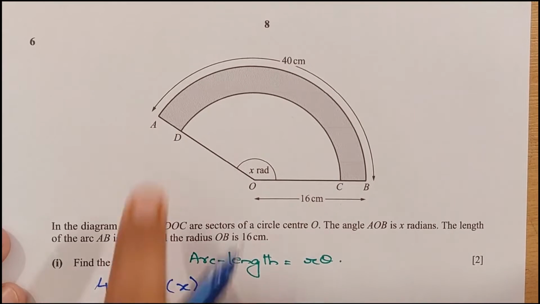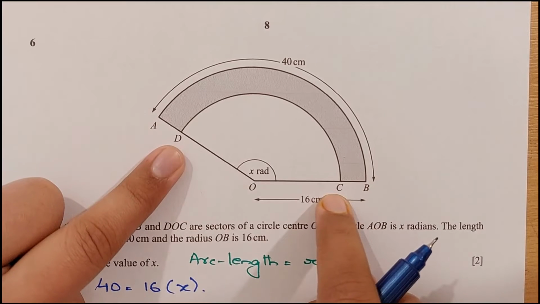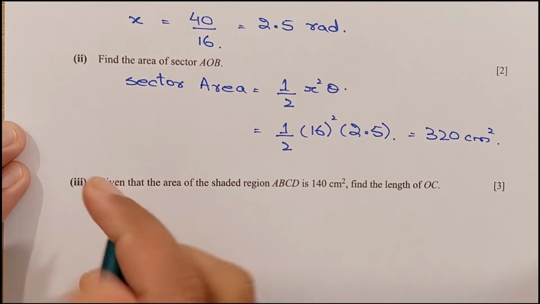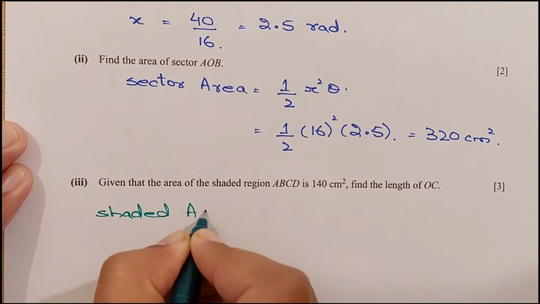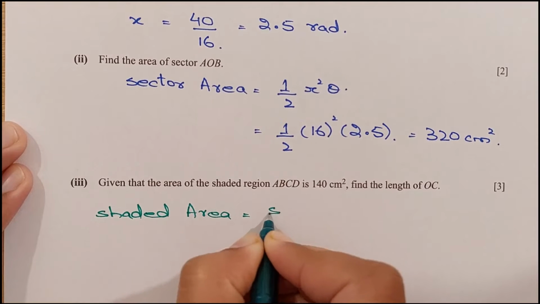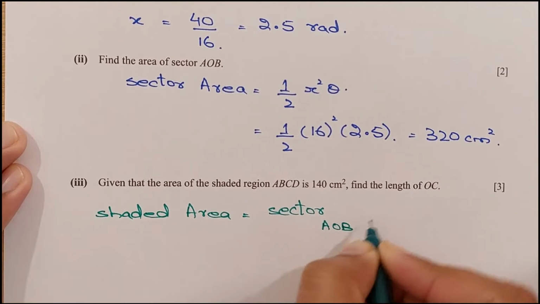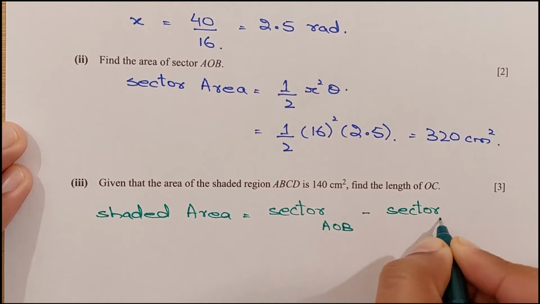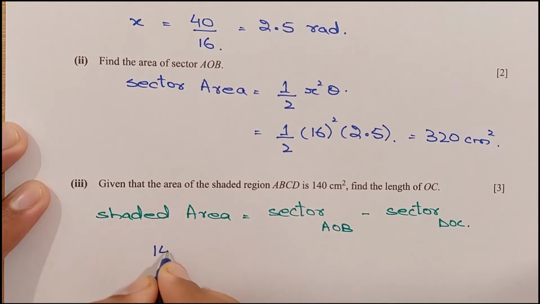So as you can see, the shaded area is basically the area of a larger sector subtract the area of a smaller sector, right? So let me write it down that the shaded area is sector AOB subtract the sector DOC because this is not shaded, right? Shaded area we have given is 140.